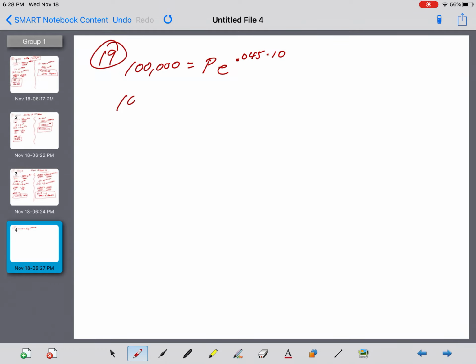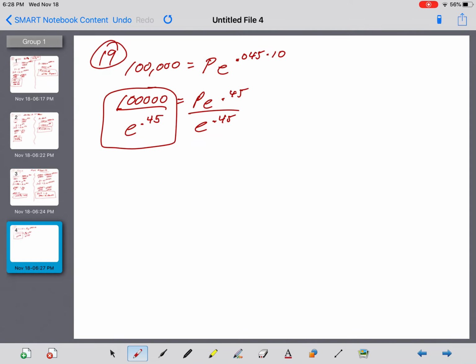So, basically on this one, this $100,000 is equal to P e to the 0.45. This e to the 0.45 is a value that your calculator has. So we can divide both sides by e to the 0.45. This you can type into your calculator. And it'll tell you $63,762.82. That was the initial investment.